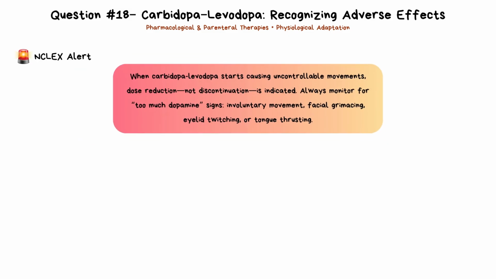Here's your NCLEX alert. When a Parkinson's client develops involuntary movements after starting Carbidopa-Levodopa, think too much dopamine. Notify the provider. A dose reduction is usually needed. Monitor closely for subtle early cues like lip twitching or facial grimacing before dyskinesia becomes severe.